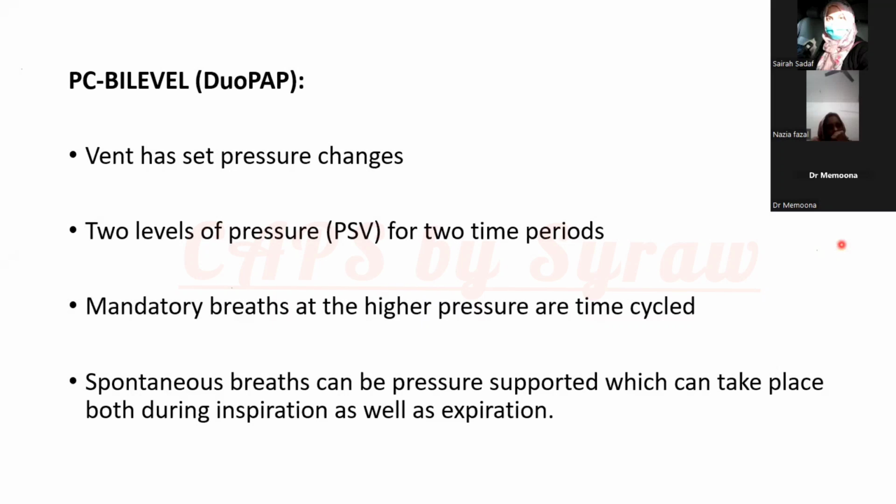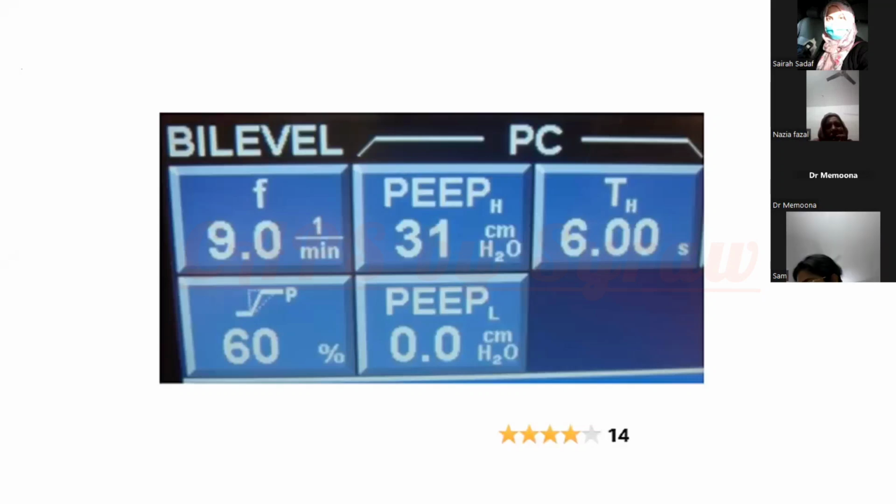There are two levels of pressure and two time periods. The mandatory breaths at higher pressure are time cycled. We will put a time setting and the inspiratory phase will be maintained for that time period. However, spontaneous breaths can be pressure supported, which can take place both during the inspiratory as well as the expiratory phase. So these are the settings that we will put in the PC bi-level mode.